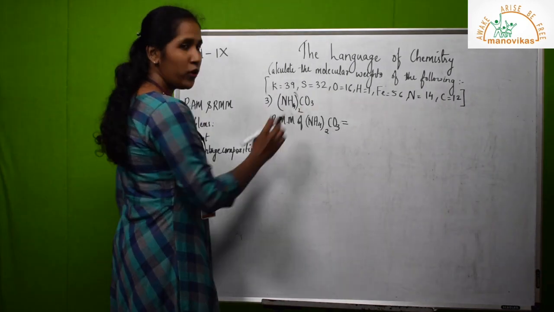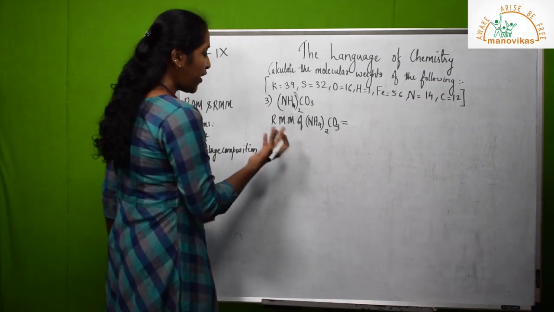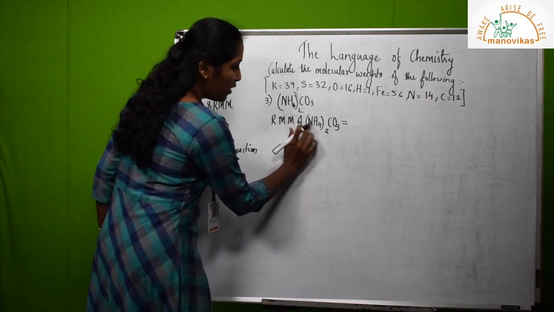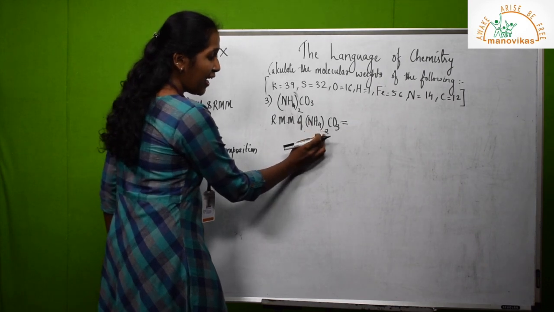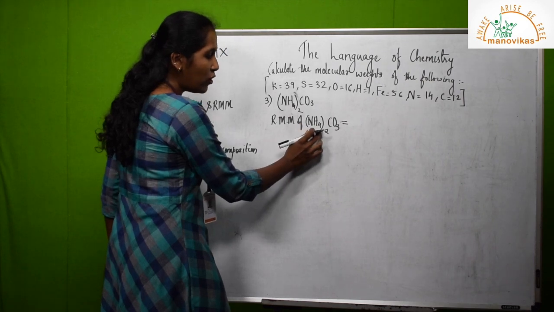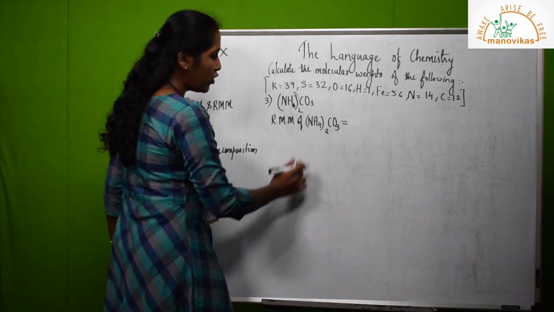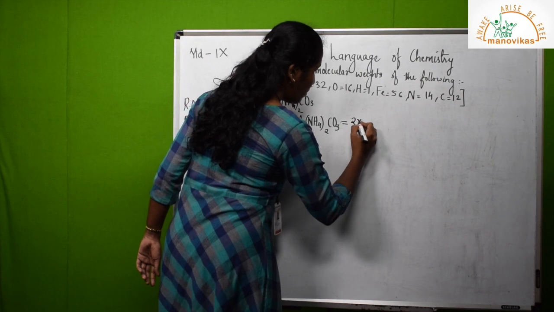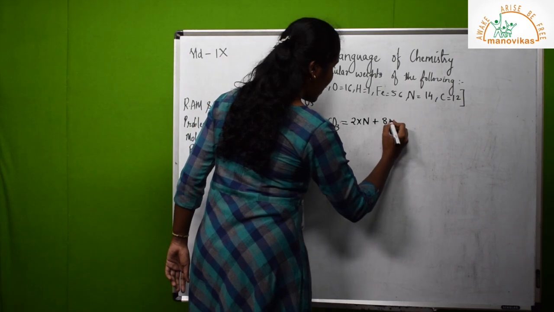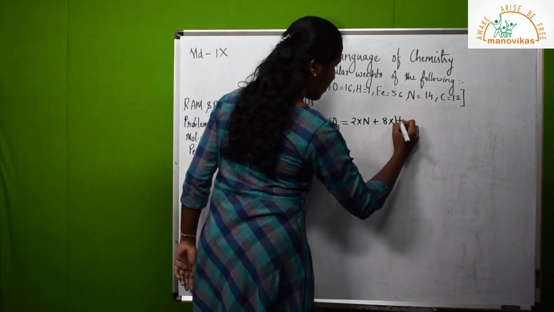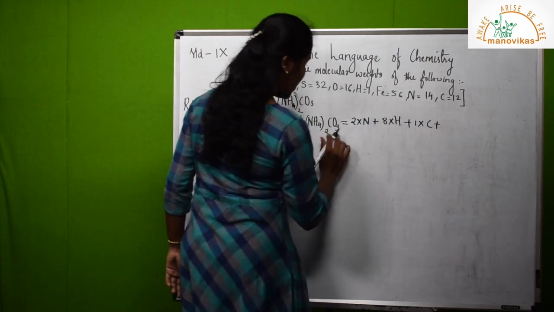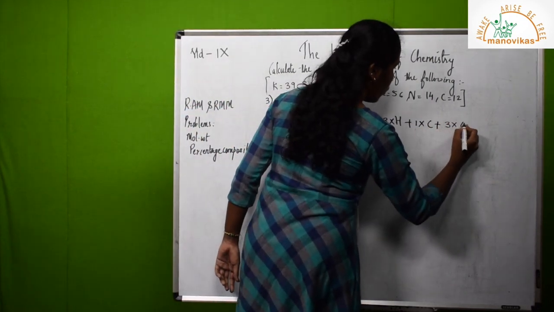Third one is ammonium carbonate. So you all also try to solve this. Relative molecular mass of ammonium carbonate is, now please see here, this is a radical and this 2 is outside the bracket. So this 2 is applicable for nitrogen also. Same way it is applicable for hydrogen also. So that is 2 times N plus 4 2s are 8 times H plus 1 time C plus 3 times O.